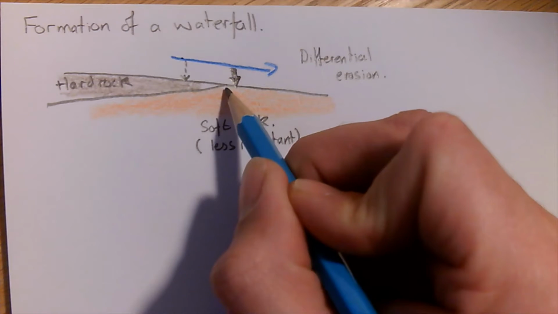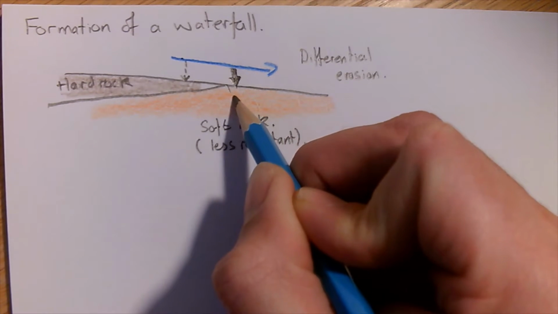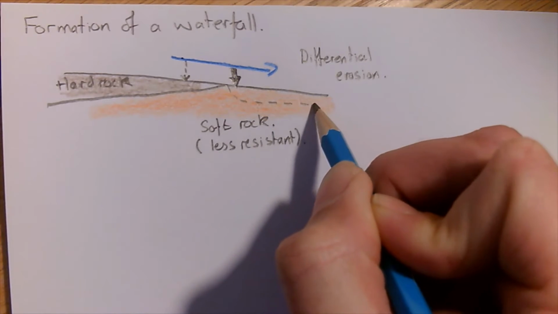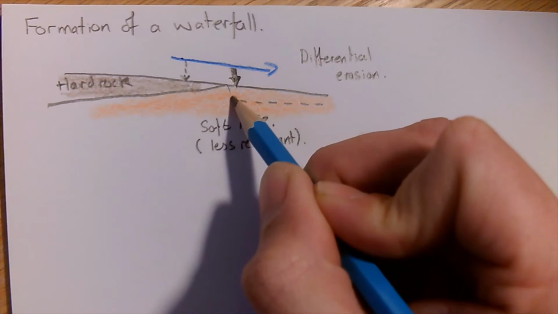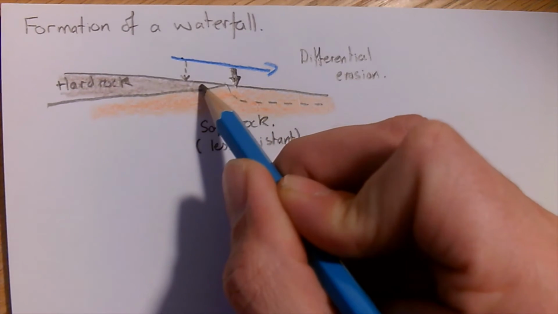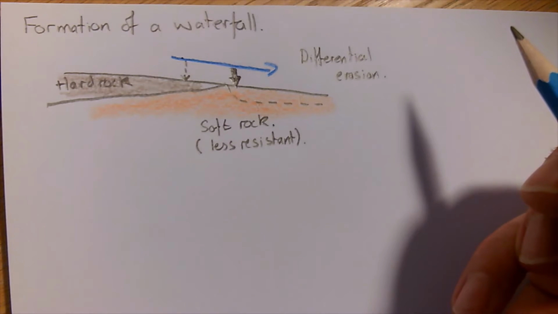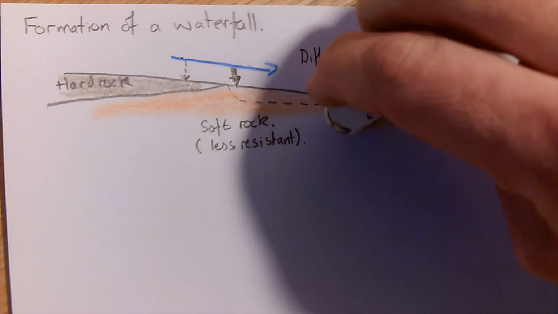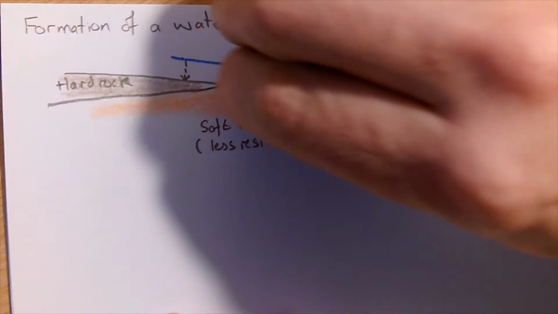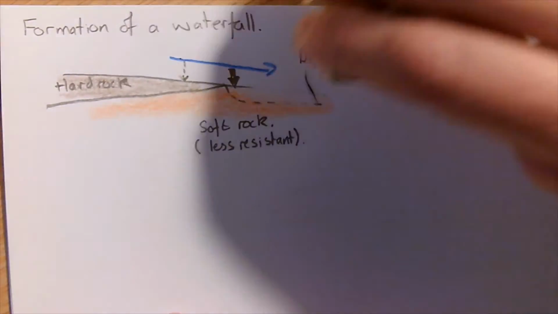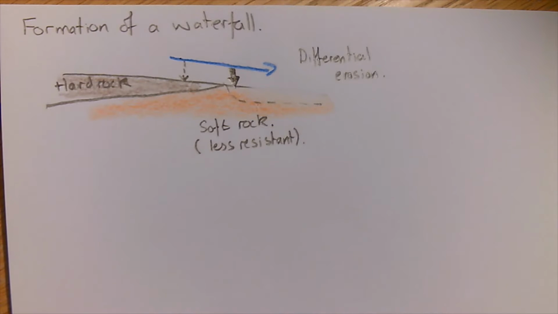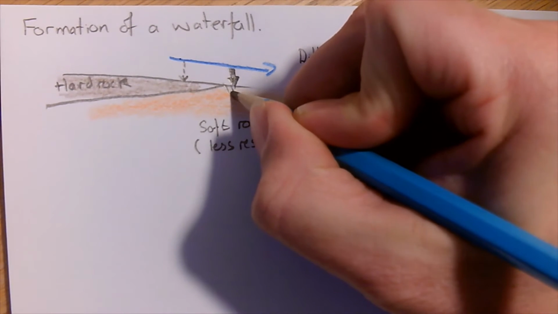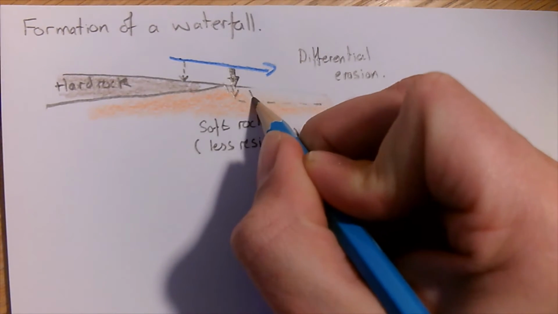What this does is it causes the softer rock to have a reduction in its height. So the soft rock now sits at a lower level than the hard rock. Compare the new levels of those two rocks for me, please. Aisha. That's right, the softer rock is now at a lower level than the harder rock. We have created a small vertical drop.